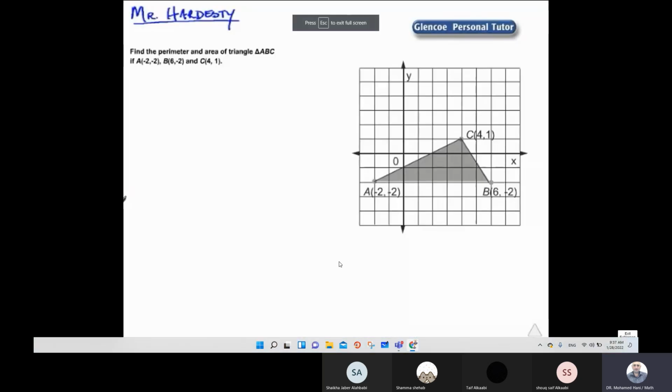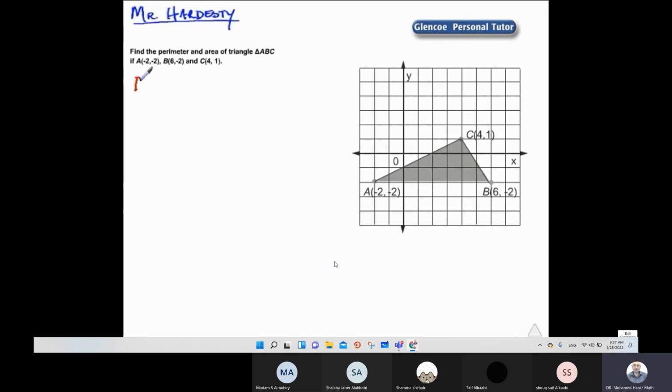This is Mr. Hardesty. Let's calculate perimeter and area in our next geometry example. Find the perimeter and area of triangle ABC. If A at -2, -2, B at 6, -2, and C at 4, 1. Triangle ABC has been graphed on the coordinate plane.